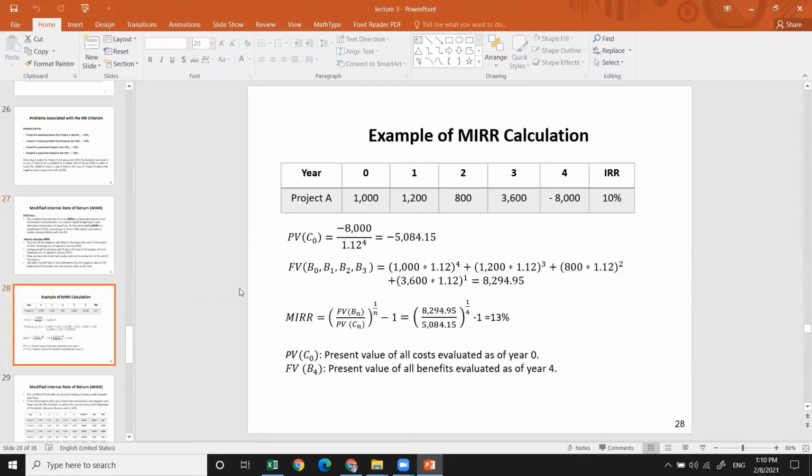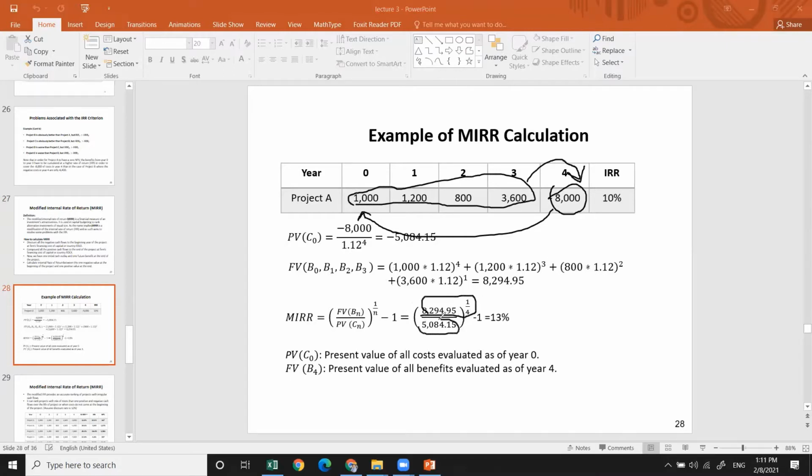So what they do here, assuming that the interest rate doesn't change, it's 12%. And what we do, we just discount this 8,000, we bring it to year 0, and we compound all cash flows to year 4. And then we divide the compounded value by the discounted value, and we raise it to the power of 1 over the useful life of the project. If it's 4, 1 divided by 4; if it's 5, 1 divided by 5; and minus 1, that will give us the MIRR.